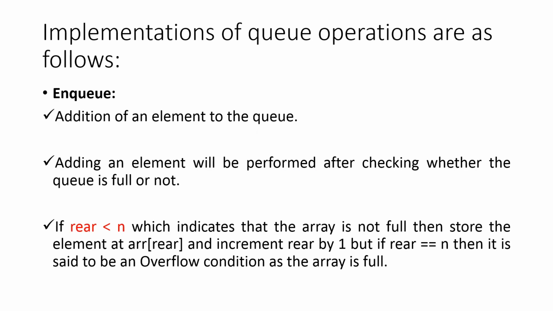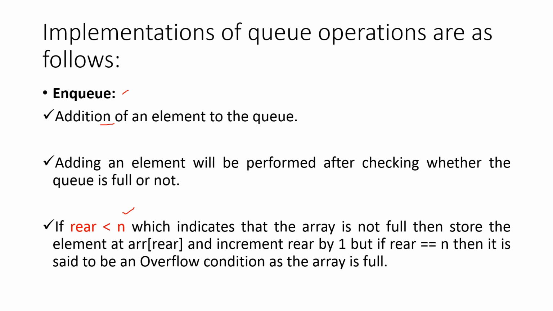Implementations of queue operations are as follows. We have already discussed NQ, that is addition of an element. If rear is less than n, that is the back side, right? The back end of the queue, where we are entering the element, that is the rear side. And if the rear is less than n, that means it is not full. The queue is not full and space is there so that more members can be added.